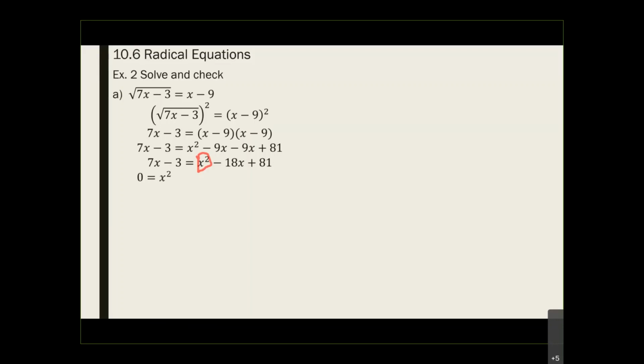And if I set the equation equal to 0, all I did was move the 7x by subtracting 7x, and I moved the 3 by adding 3. Again, this item over here, I just moved it to the other side. See that? So I moved the 7x by subtracting the 7x. I moved the negative 3 by adding a 3.